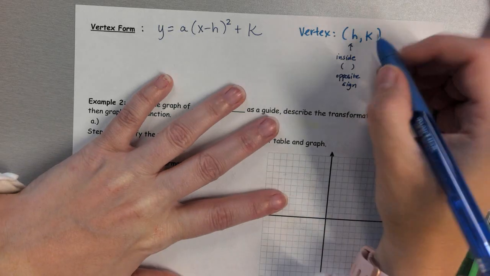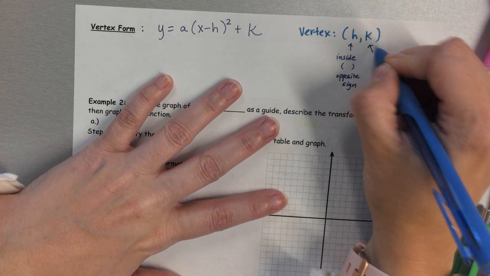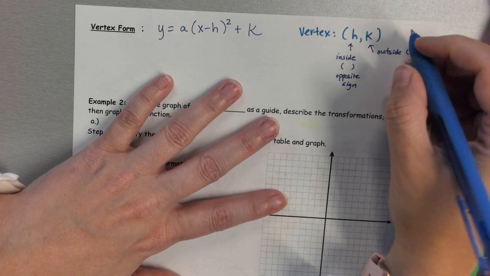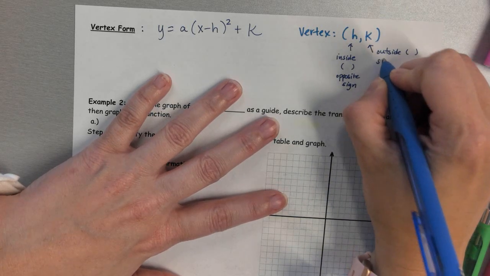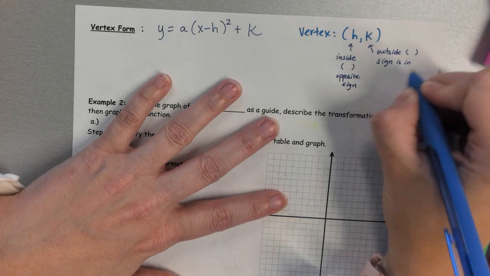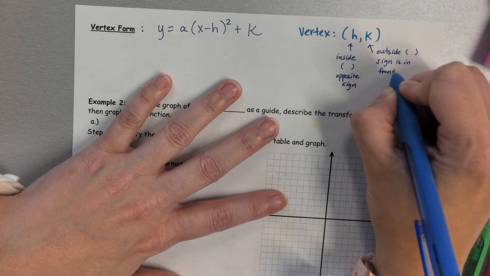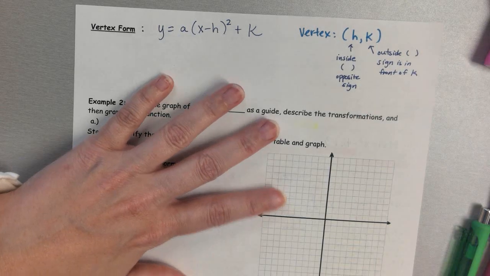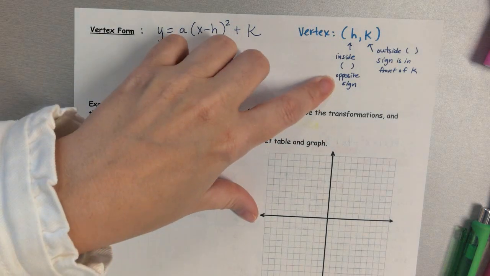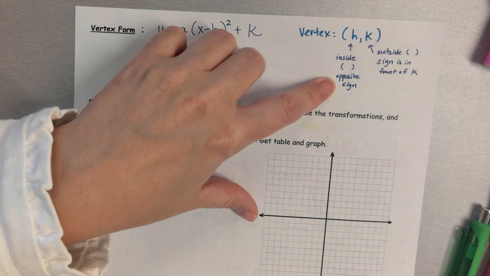The k value is outside of the parentheses, and you have to use the sign that's in front of k. What that means is if you have a plus k, it's positive. If you have a minus k, it's going to be negative. But the h one is always going to be the opposite of what you see.